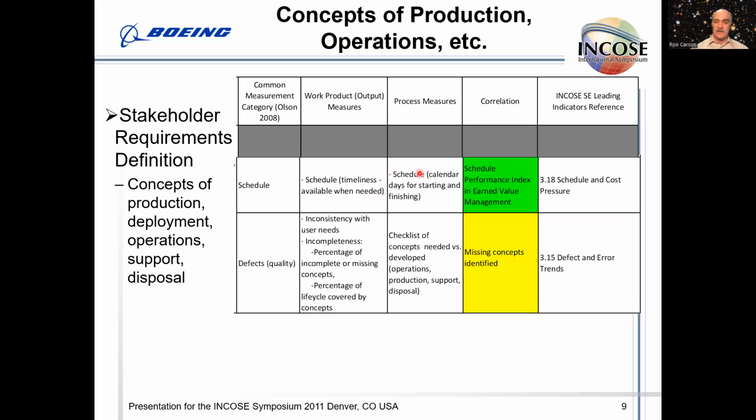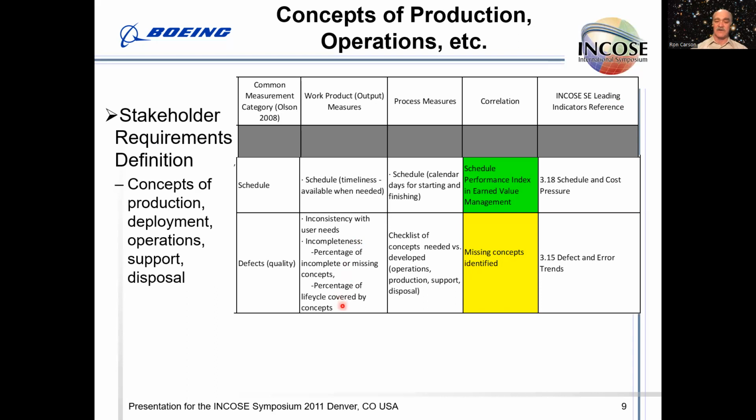And then schedule would be, again, earned value management would help us with the correlation. And we run up against this defects or quality measure, which is harder to do a process measure on. So the kinds of product measures you might examine might determine inconsistency with user needs or incompleteness. So incompleteness might be able to be captured because you had an expectation of a certain number. On the other hand, you don't know, having established a concept, whether it's actually complete itself.